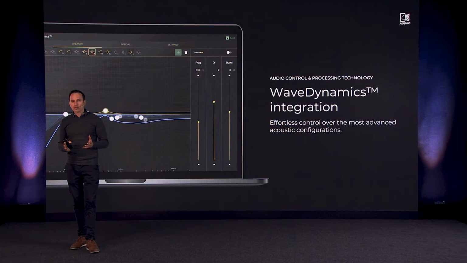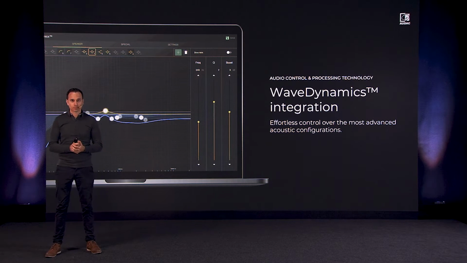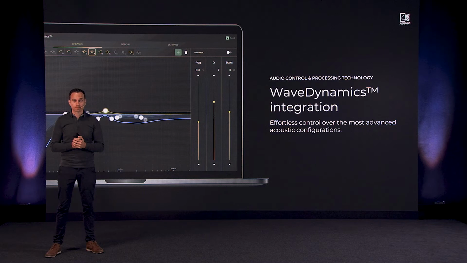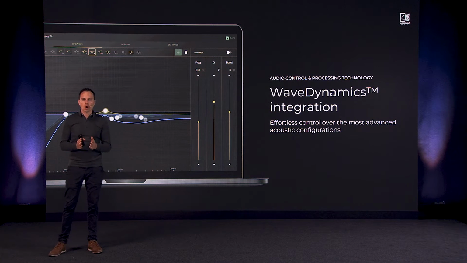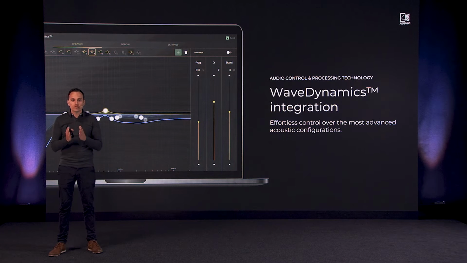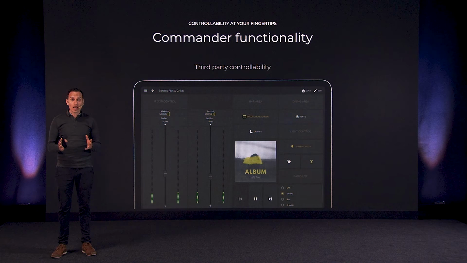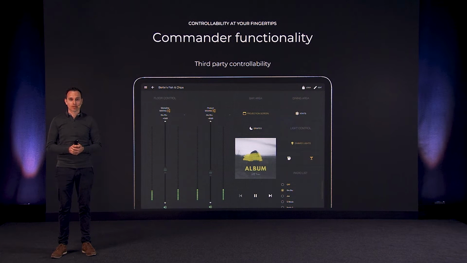When we talk about sound processing, such as parametric EQ and biquad filters, it can be done thanks to wave dynamics. This technology consists of wave preset for factory settings to get the best optimal performance for your loudspeakers, such as outdoor applications, for instance. And then you have wave tune to tune on top of the preset your EQ to fit into the acoustic application you're in. And then we have the commander functionality.